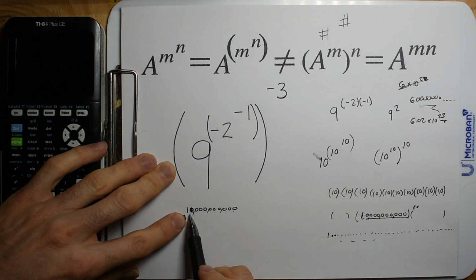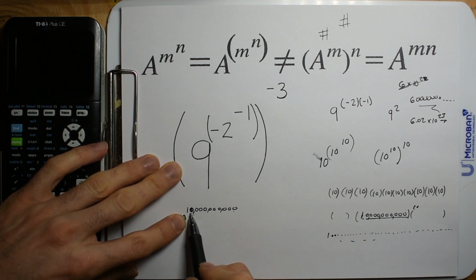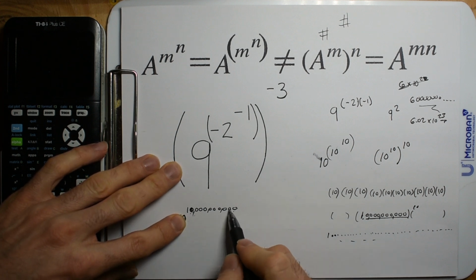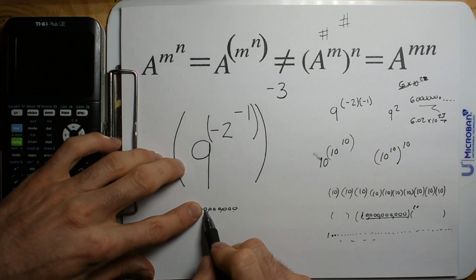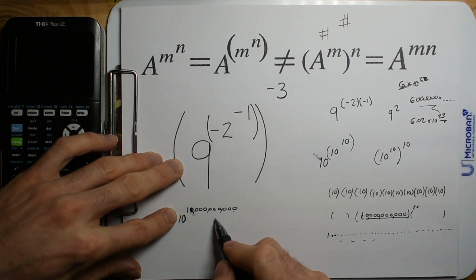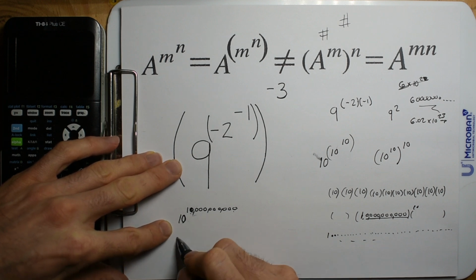So what number is this? This is 1, 2, 3, 4, 5, 6, 7, 8, 9, 10. And this would be a million. This would be 10 billion. Cool. And so we're going to have 10 billion times.